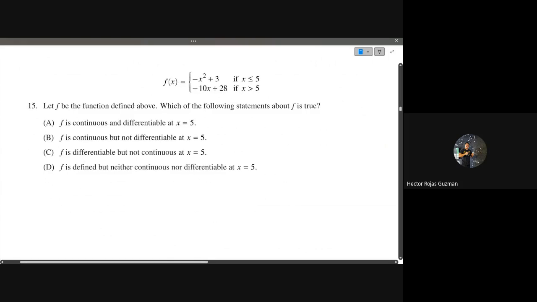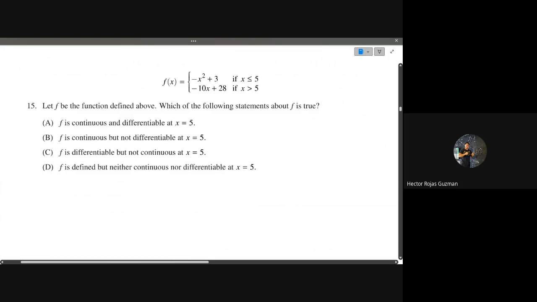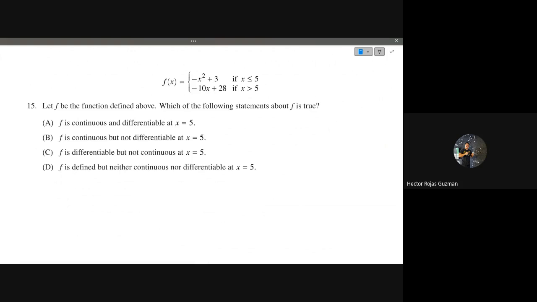Okay, we have piecewise functions. Which of the following statements is true? The function is continuous and differentiable. Well, I'll tell you one thing: if something is differentiable, then that means it's going to be continuous. Differentiability implies continuity. So that means C is gone, because it says differentiable but not continuous. Doesn't make sense.